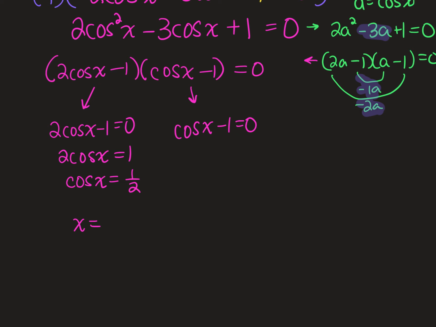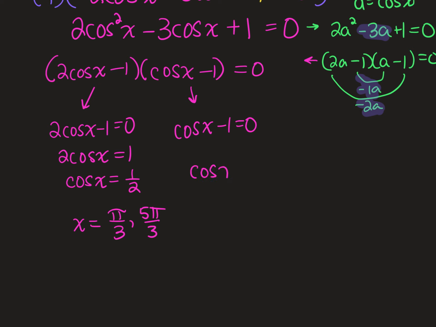So we're in the first quadrant because we want cosine to be positive. And then what other quadrant is cosine positive in? 4. So that's going to be what? 5 pi over 3. Good. Okay, so there's 2 of our solutions.